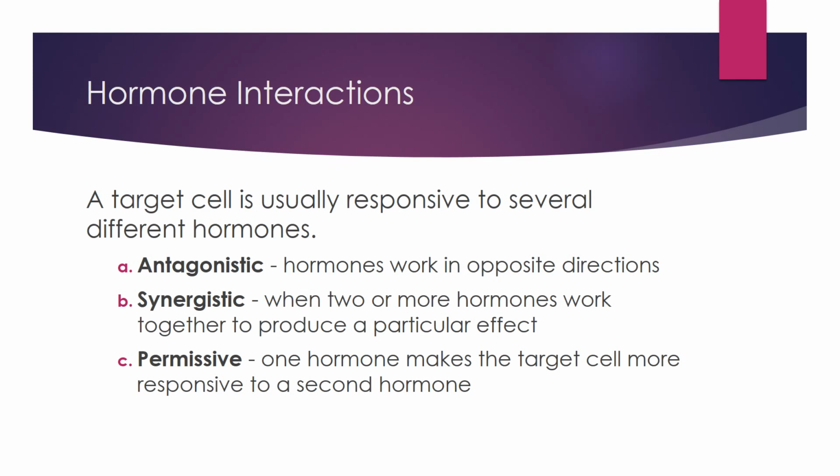How a cell responds will depend on the amount of hormone and also the combination of all hormones. There are three different modalities in which hormones work. The first one is antagonistic, where hormones work in opposite directions, and a great example of this is insulin and glucagon, and how they both affect adipose tissue in different directions. Insulin will stimulate fat storage, whereas glucagon will stimulate fat breakdown.